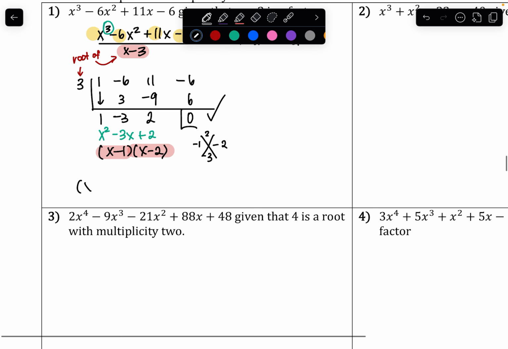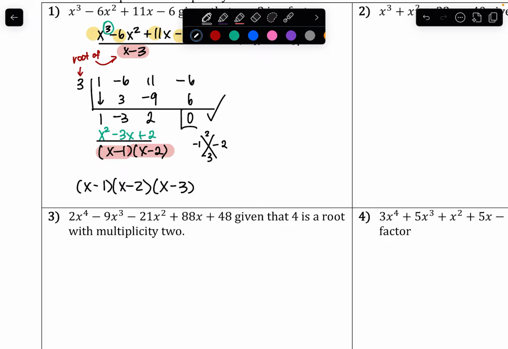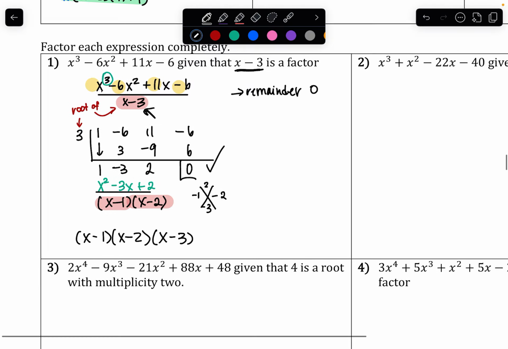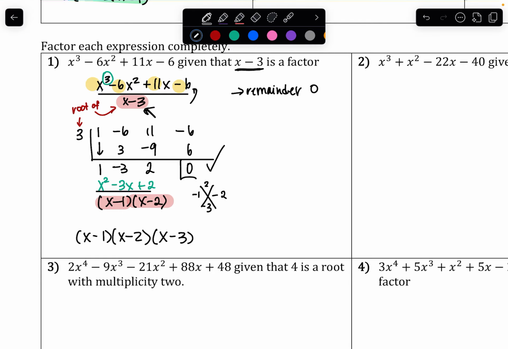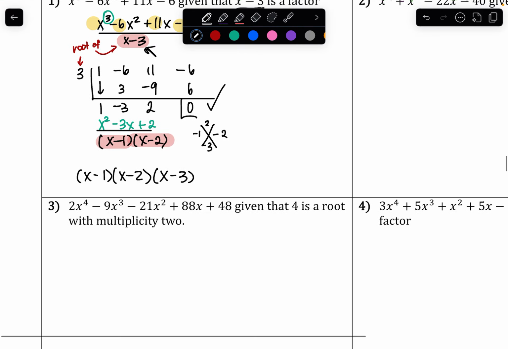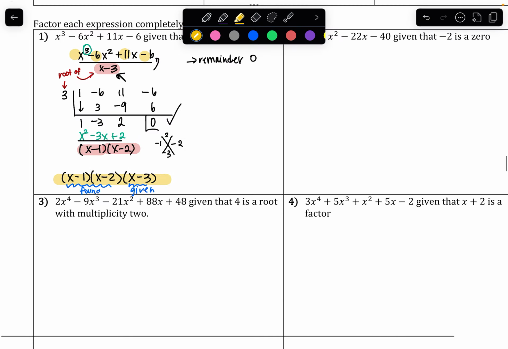Okay, and so x minus 1, x minus 2, multiplying those would get me this quadratic, and then multiplying by the x minus 3 that we divided out would get us back to our original polynomial. Okay, and so this was given, and this is what we found. That would be the factored form.